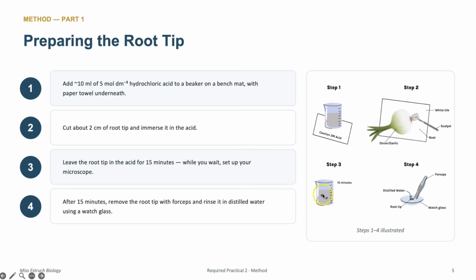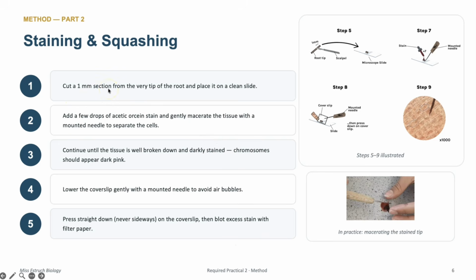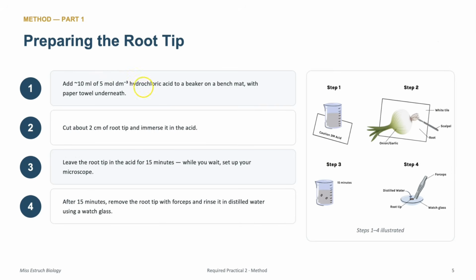After those 15 minutes, we'd remove our root tips, rinse them, and now we can get ready for the next stage. From our original 2 centimeter piece, we actually only need the very, very tip, 1 millimeter at the tip, because that's where most of the mitosis is happening. The reason we cut 2 centimeters to begin with was so that we've got a larger sample to be able to fish out of our acid, just to make that bit easier.